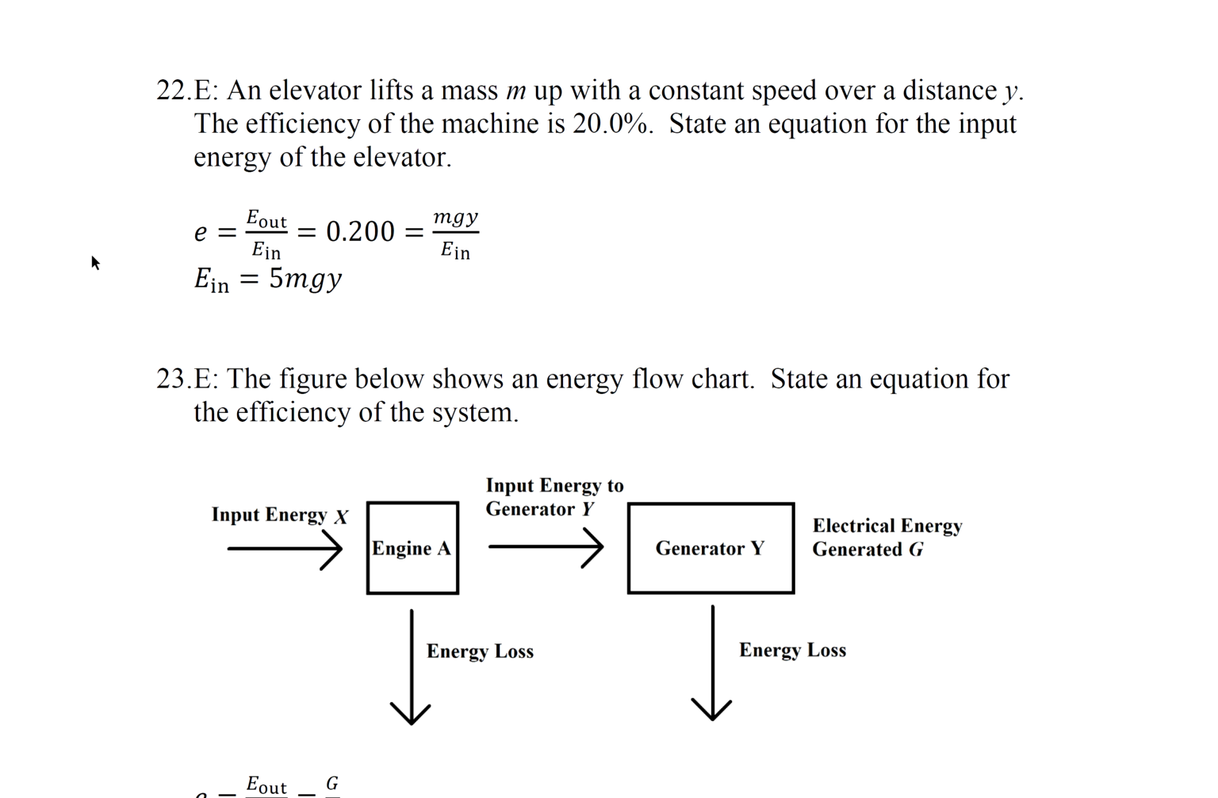Question 22. An elevator lifts a mass m up with a constant speed over a distance y. The efficiency of the machine is 20%. State an equation for the input energy of the elevator. So that's the equation.